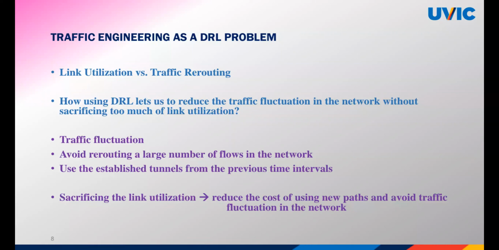Which means that we need to try to avoid a lot of rerouting because it increases the traffic fluctuation. So in this case, we can use the established tunnels from the previous time intervals for sending the traffic of most of the flows. By sacrificing the link utilization value, which means going beyond the optimum value by a control threshold, a traffic engineering scheme can reduce the cost of using new paths and avoid traffic fluctuation in the network.